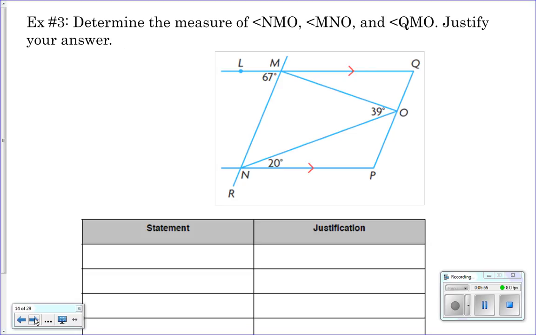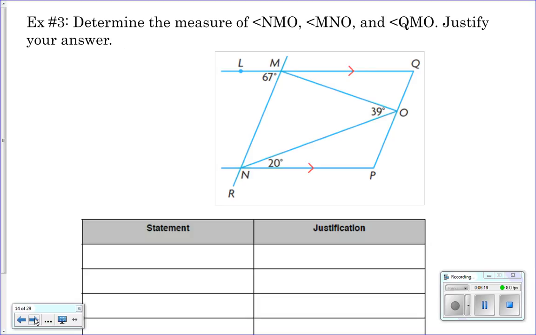Example number 3 is asking us, okay, we've given you a bunch of information. We talked in the last lesson about the Z rule, the Y rule, the F rule, all of those guys. And now we're talking about triangles and exterior angles. Let's say we want to determine the measures of a whole bunch of angles given this diagram. You need to now apply all that information that we just talked about.